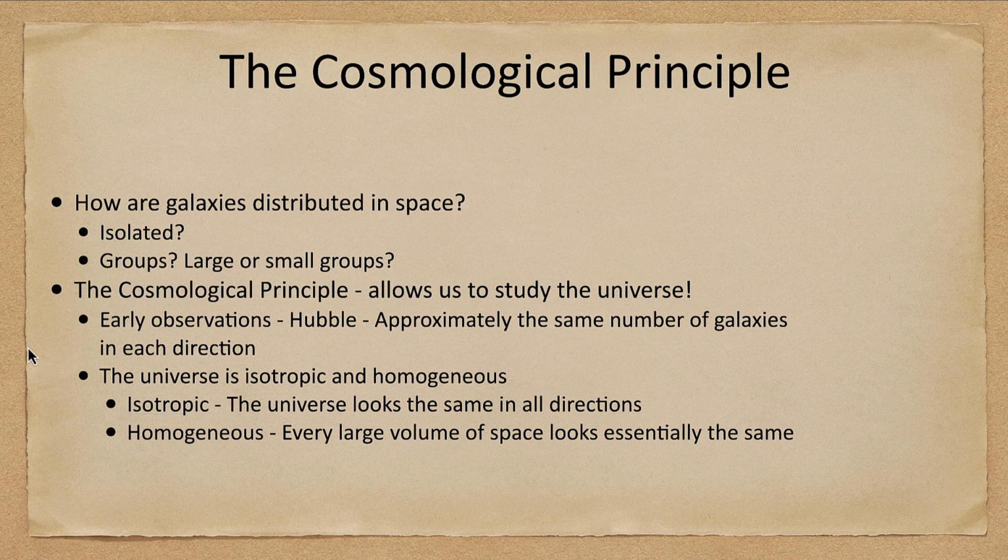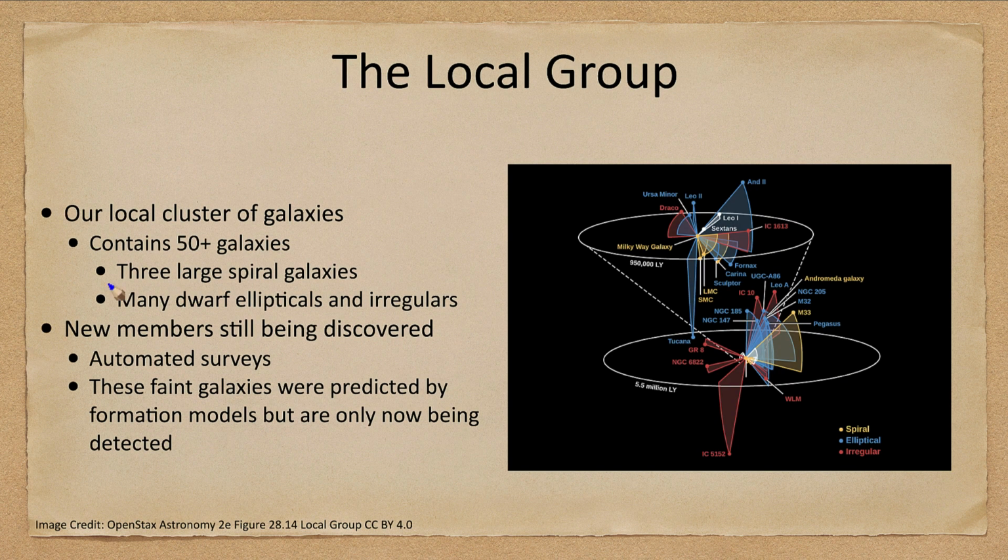So let's start off looking at nearby galaxies, and that would be our Local Group, which is our local cluster of galaxies containing about 50 galaxies or so. It has three large spiral galaxies. That includes our Milky Way, the Andromeda galaxy, as well as another satellite galaxy with Andromeda known as M33, or the Triangulum galaxy. We are still learning about these galaxies.